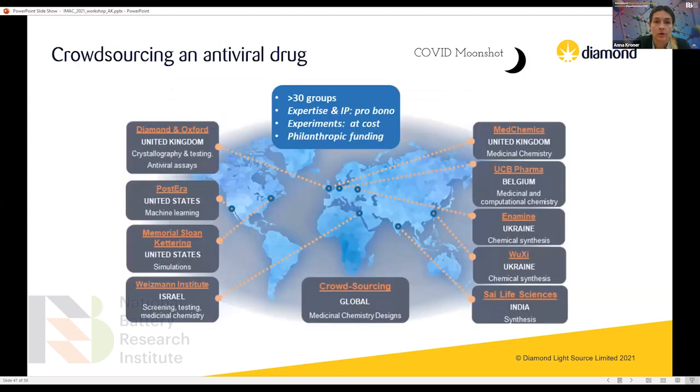The work is still ongoing, and currently there is a consortium formed called COVID Moonshot, which brings together around 30 groups from different parts of the world, from the United Kingdom, United States, India, and other European countries. The main scope of this group is really to find the antiviral drug for COVID. And recently they got funding of £8 million to carry on research in this area.